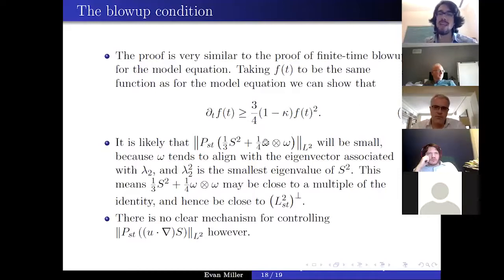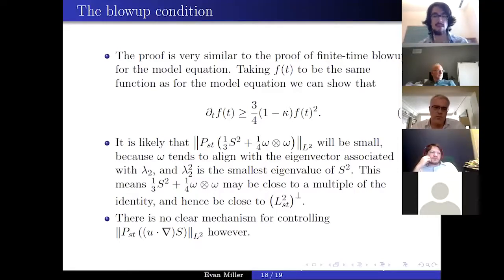And so when we add omega tensor omega, it pushes up the lambda 2 squared a bit. And this may be very close to being a multiple of the identity matrix. And hence, if it's a multiple of the identity matrix, then it's close to being in the constraint space. And so its projection is going to be small. It's close to being orthogonal to the constraint space. It's close to being an identity. And so its projection could be quite small.